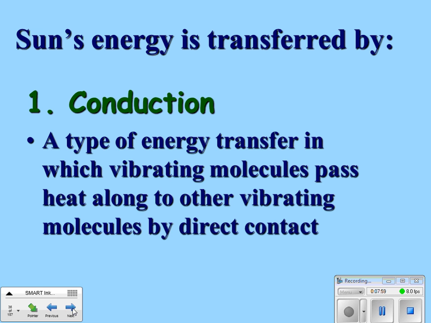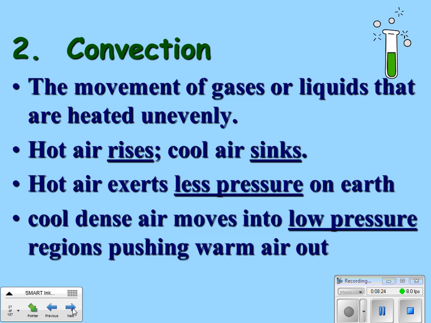The sun's energy is transferred by a couple of different things. Conduction, a type of energy transfer in which vibrating molecules pass heat along to other vibrating molecules by direct contact. So if you think about a stovetop, when you put a pot on the stove, the pot is touching the hot burner. So this is conduction because they're touching.